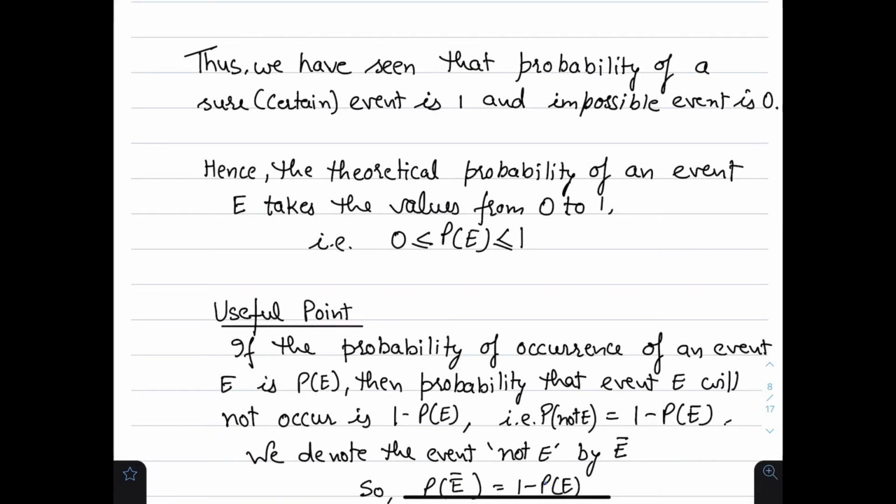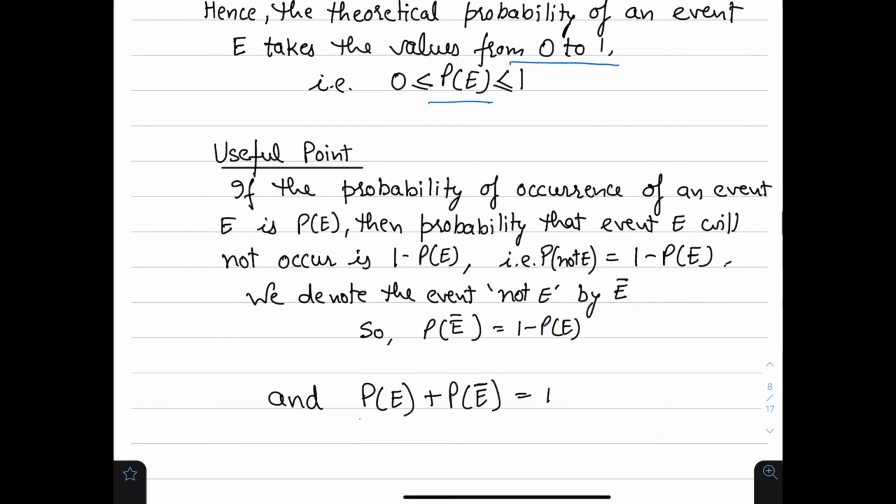Thus, we have seen that the probability of a sure event is 1 and of an impossible event is 0. Hence, theoretically, the probability of an event E takes values from 0 to 1. That is, probability of E is greater than or equal to 0 and less than or equal to 1.